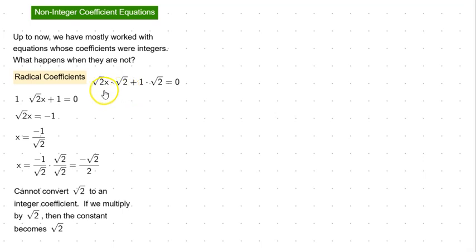Multiplying throughout by root 2, we get root 2 x times root 2 plus 1 times root 2 equal to 0. 2x plus root 2 equal to 0, and 2x equal to minus root 2, and x equal to minus root 2 by 2. So we can't really convert this into integer coefficients, but we can still solve it. Let's look at another one.